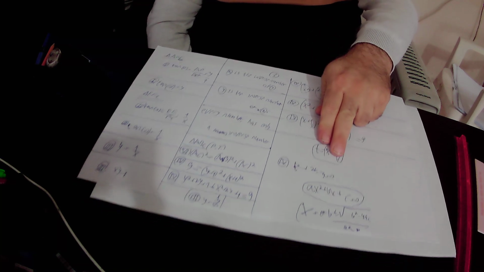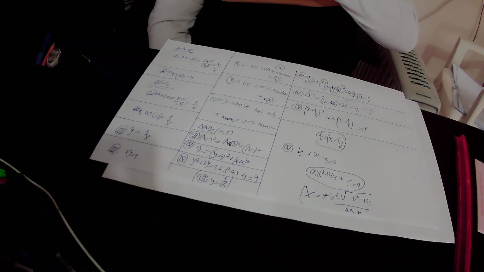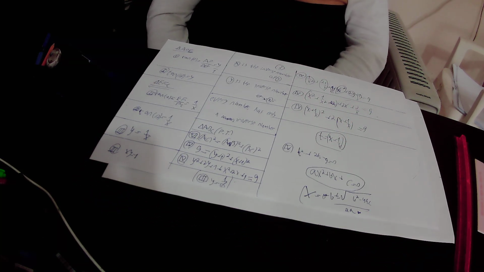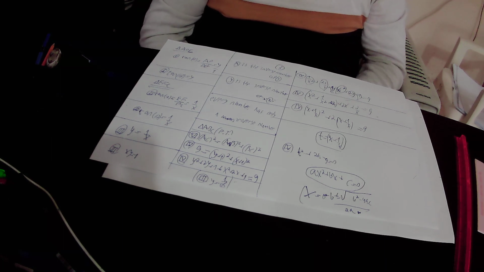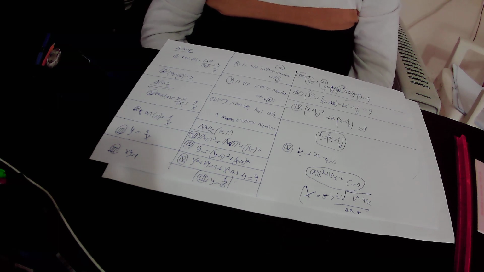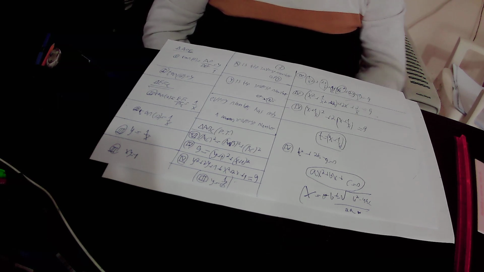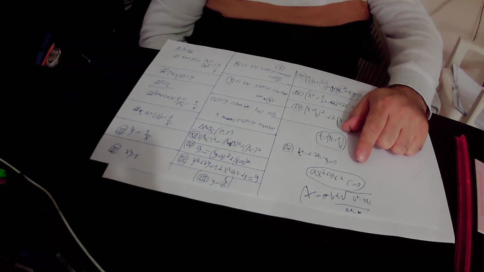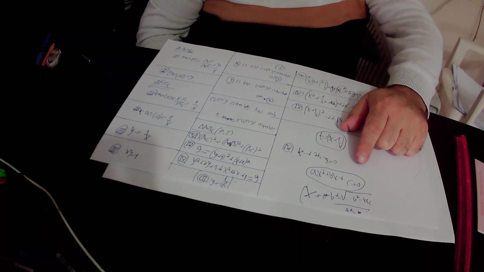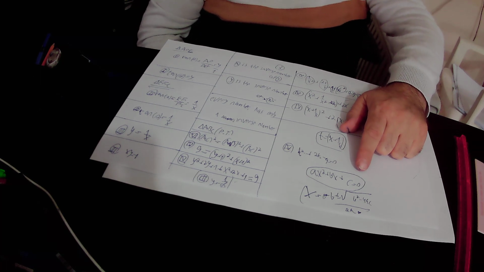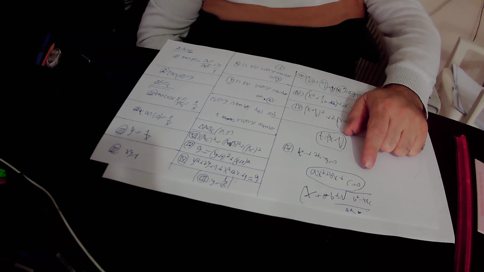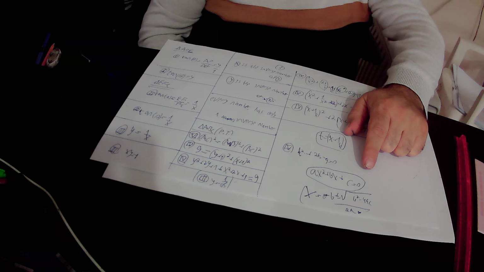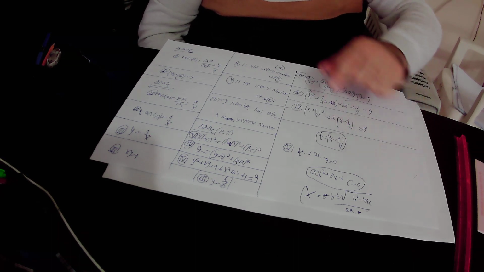So here we have a quadratic equation, and the general form of a quadratic equation is ax squared plus bx plus c equals 0, where a, b, and c are the coefficients of this quadratic equation, and x is the variable that we are looking for. We will find the value of x according to a special formula, that is, x equals minus b plus or minus the square root of b squared minus 4ac, over 2a.